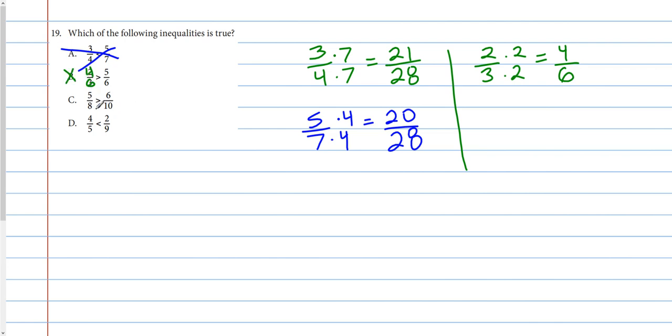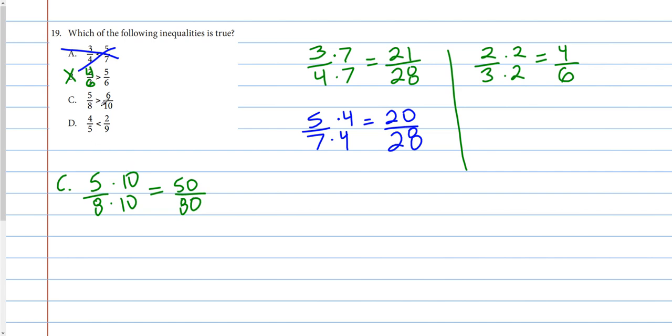Then the next one here, I need to do the same thing. So let's look at C. Check that answer. I'm going to go ahead and multiply by 10, the other number there. Why 10? Because I just want to get the same number. I can just use this number right here, 10. And I'll get 5 times 10, 50. 8 times 10, 80.